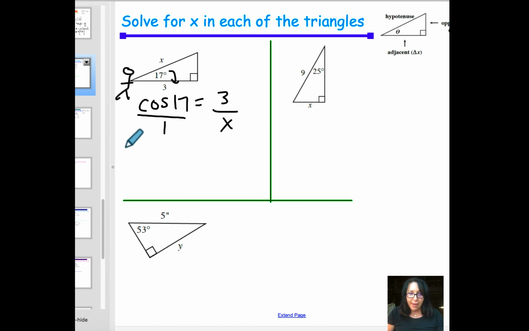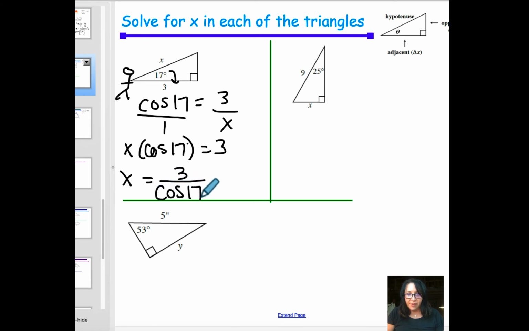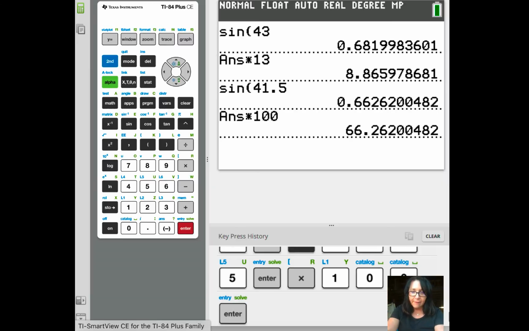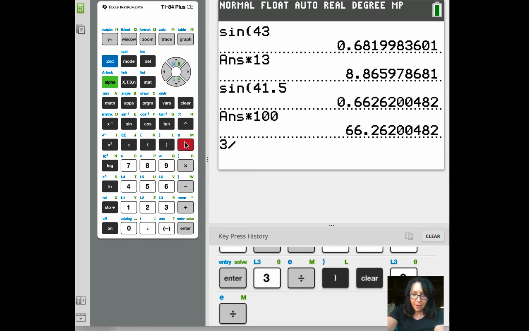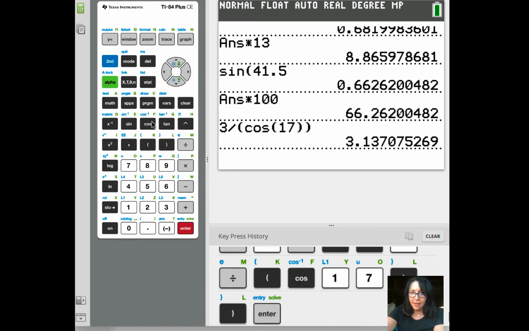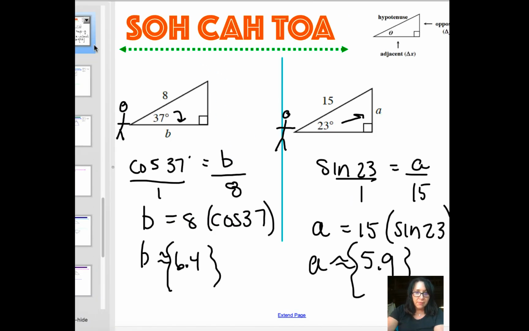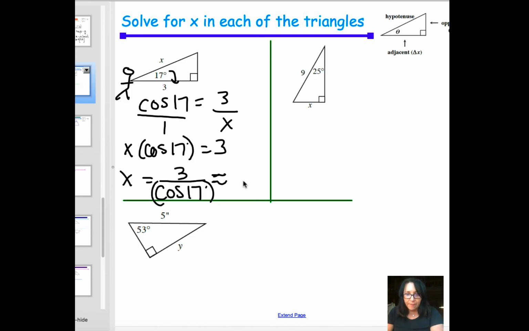So when I cross-multiply, I get x times whatever cosine of 17 is, and that equals 3. So x is going to equal 3 divided by whatever cosine of 17 degrees is. Now, keep in mind, this is going to be an approximation, and when you divide this, you need to put these in parentheses. So this is 3 divided by cosine of 17. So I'm going to say 3 divided by, you need to put a parenthesis. Okay, let's try this again. 3 divided by parenthesis, cosine of 17 degrees. And I get 3.13. So we're going to stick with 3.1. So this is about 3.1.